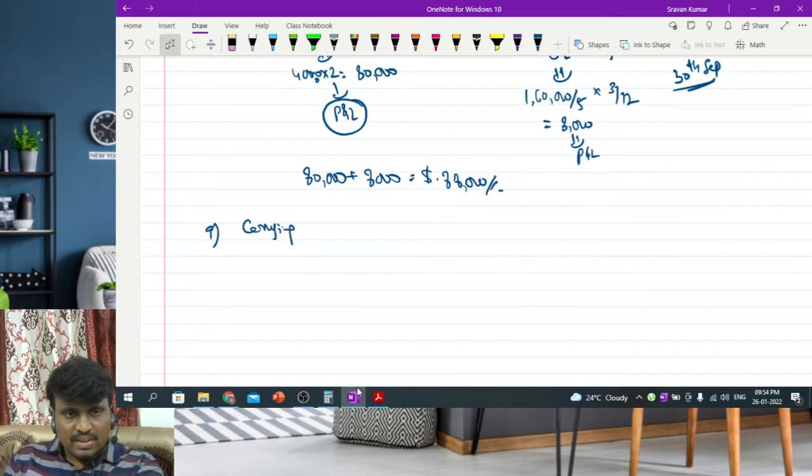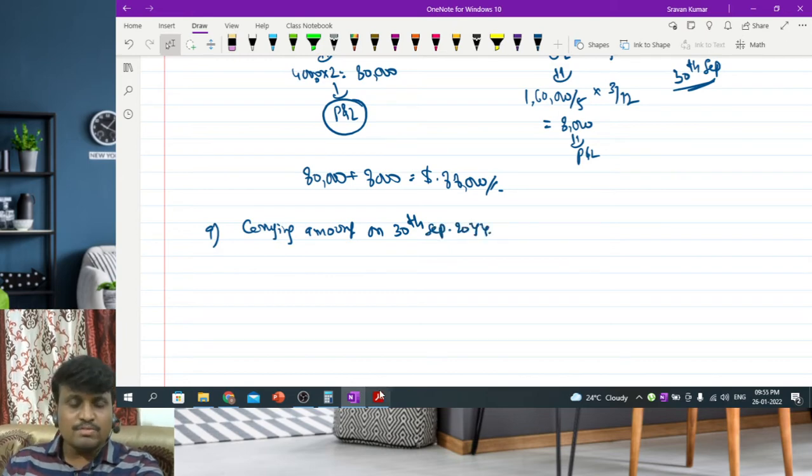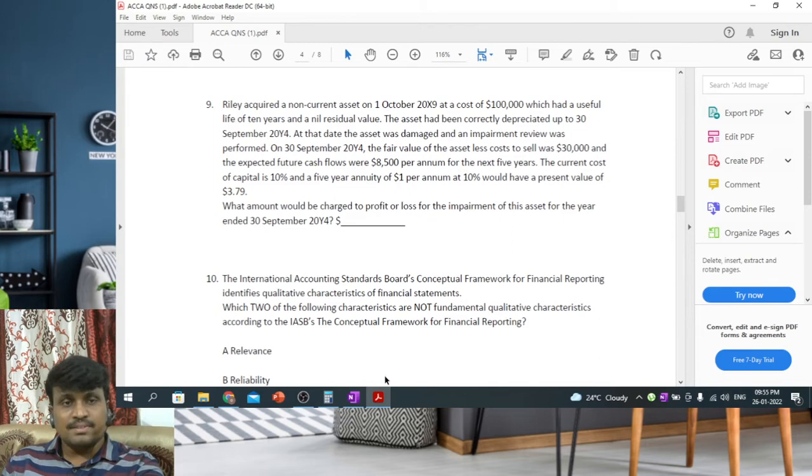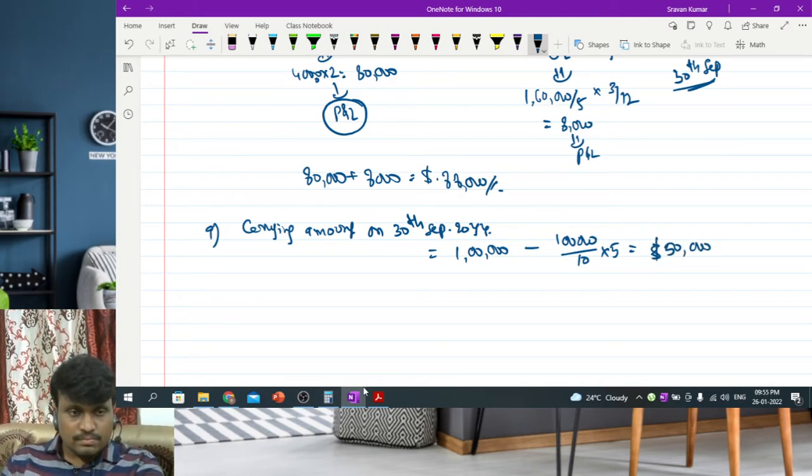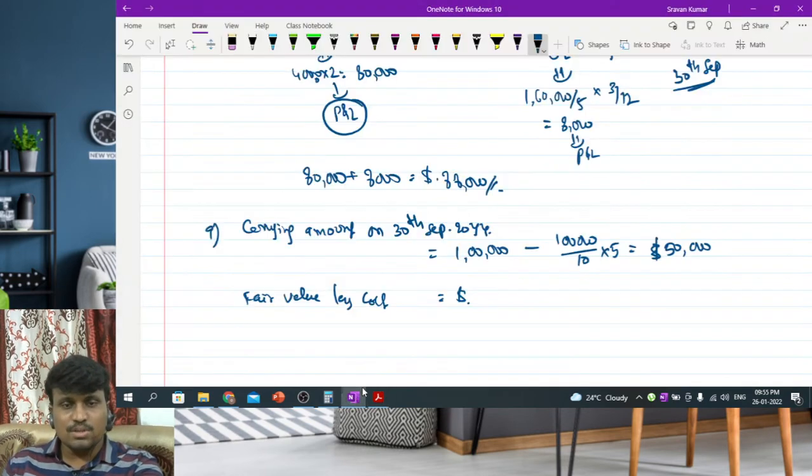30th September 20X4. First, we calculate what the book value, the carrying amount, is on 30th September 20X4. It is 1 lakh. What is the useful life? 10 years. So what is the depreciation? 1 lakh by 10. How many years we need to provide? 5 years. So 50,000. Then fair value less cost to sell is provided as how much? 30,000, right?